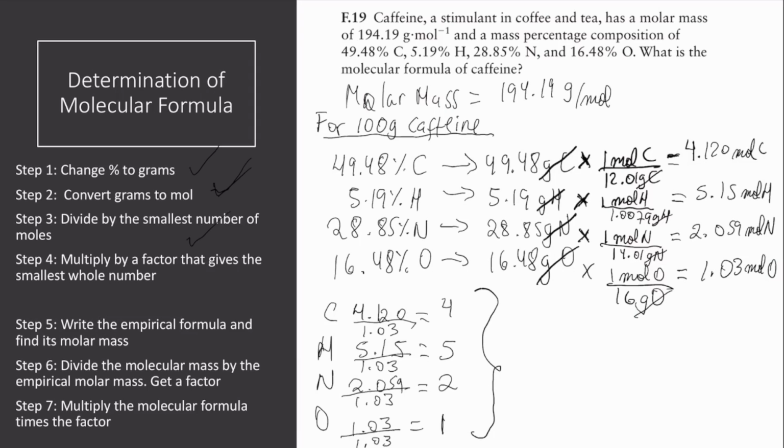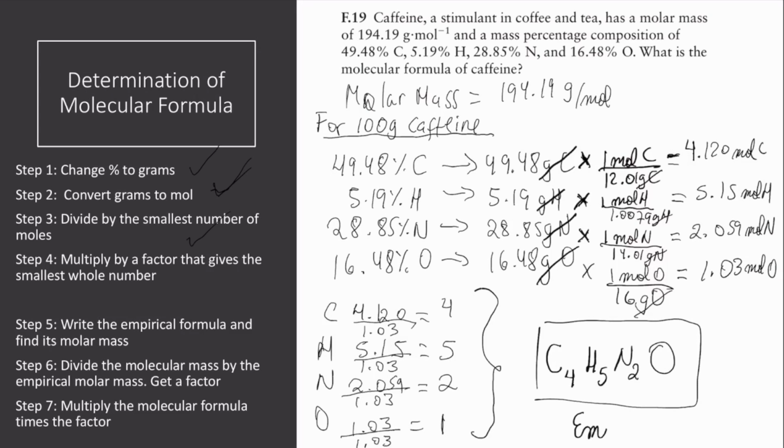These numbers give us the number of moles in our empirical formula. So 4 carbon, 5 hydrogens, 2 nitrogens, and 1 oxygen. And this is the empirical formula of caffeine. So this takes care of step 4. We don't have to multiply by any factor because this already gives us the smallest ratio of moles for these elements.